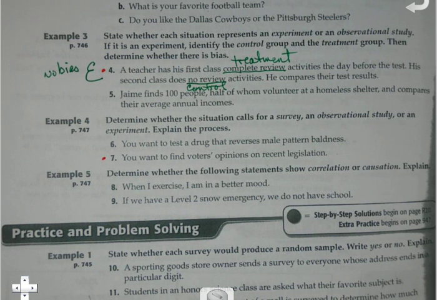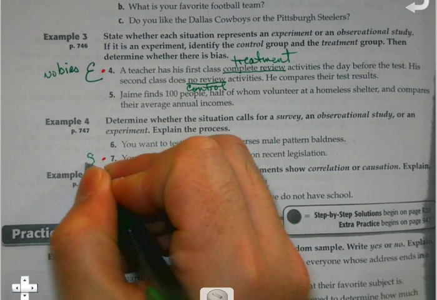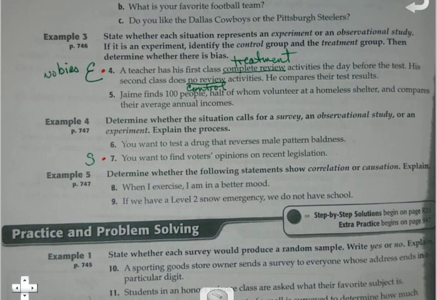So then we expand a little bit in the next group. Determine whether the situation calls for a survey, opinion only, observational study, just watching, or an experiment, I'm changing stuff. Explain the process. Okay, you want to find voters' opinions on recent legislation. Okay, that's going to be a survey. So the process, when they say that, how can I go about doing that?